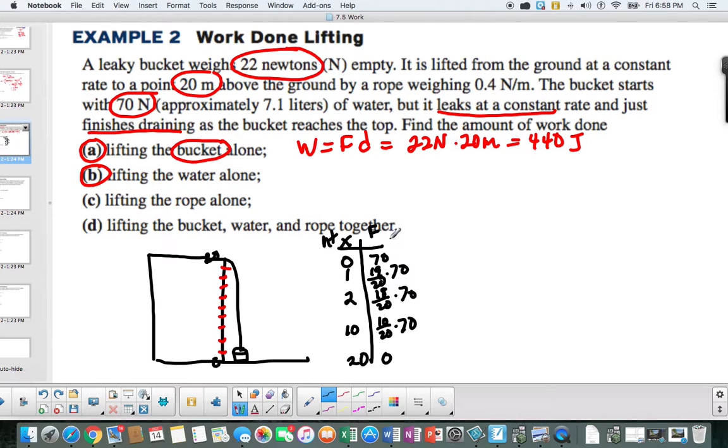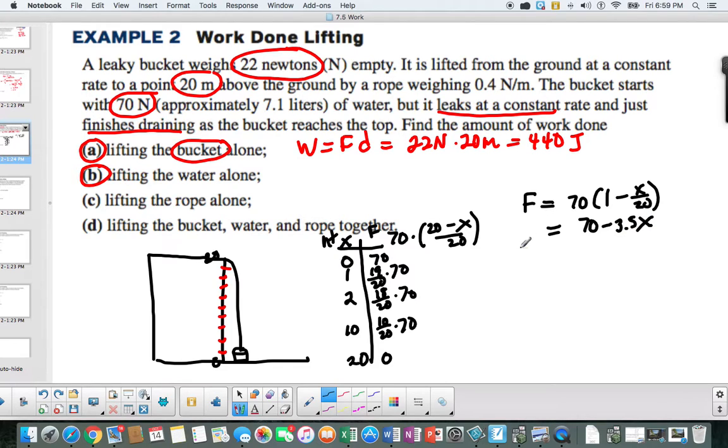This suggests that the force can be written as this: 70 times (20 minus x) all over 20. Put a 0 in here, and you can see we're going to get 1, and we're going to get the full force. And if I put 20 in here, I'm going to get 0. So it looks like this is a good way to represent force. So force for the water is going to vary. It'll be 70 times (1 minus x over 20). And if I continue to simplify it, it's going to be 70 minus 3.5x, and that represents the force.